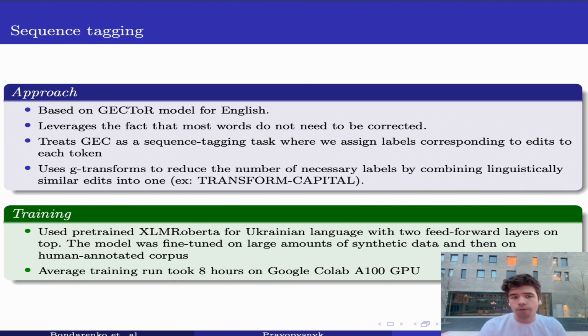For training those models, we use a pre-trained XLM-RoBERTa for the Ukrainian language with 2 feed-forward layers on top. The model was fine-tuned on large amounts of synthetic data and then a human-annotated corpus. The average running time for this model was 8 hours on a Google Colab A100 GPU, much longer because we needed pre-training on large amounts of synthetic data.